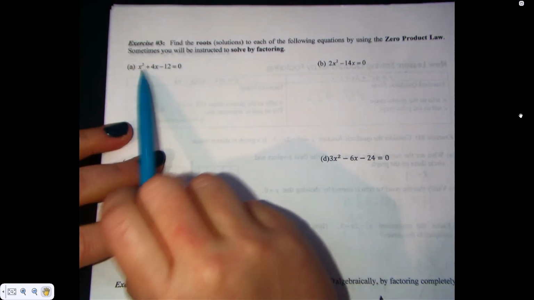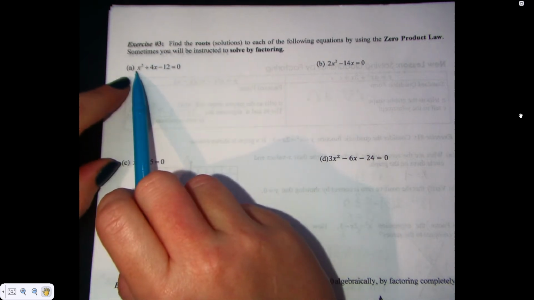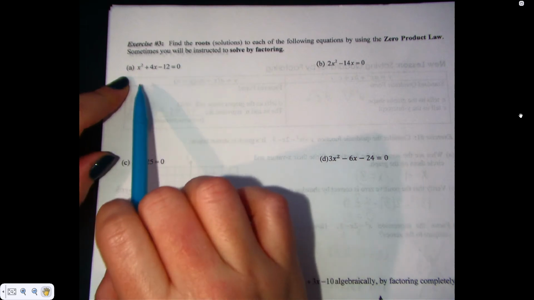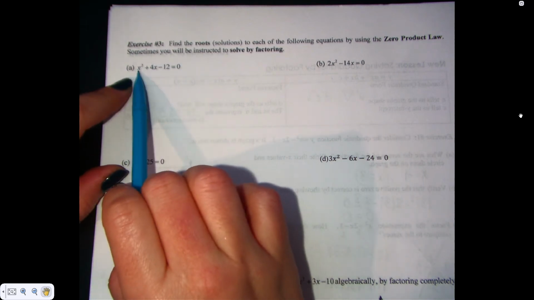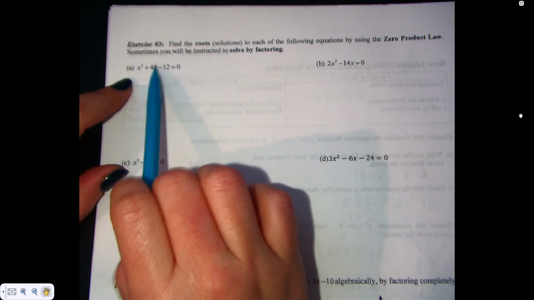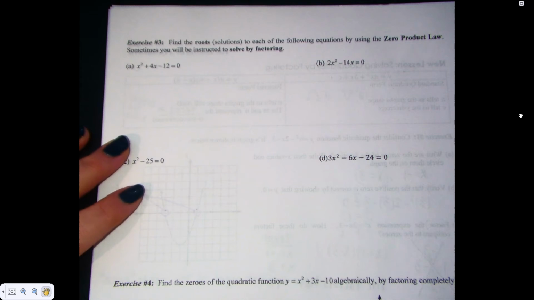So I have x squared plus 4x minus 12. Can I take out any numbers? Well, the smallest number is a 1, so that would be useless. So I can't take out any numbers. What about any letters? This one has 2 x's to give. This one has 1 to give. This one has none to give. So that means I can't take out any GCF. So now let's go to factoring, because factoring would be my next choice.